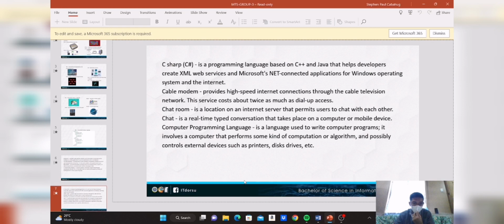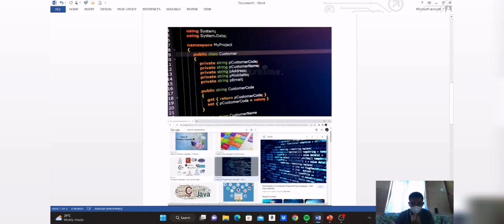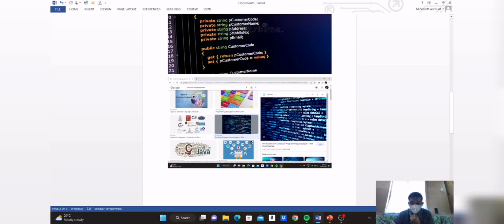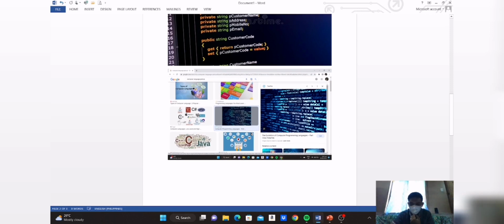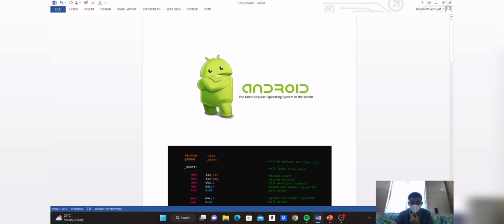So next is C Sharp. C Sharp is a programming language based on C++ and Java that helps developers create XML web services in Microsoft .NET connected applications for the Windows operating system and the internet. I really don't know much about C Sharp or programming itself. It is also involved in programming and is related to C++ or Java programming.